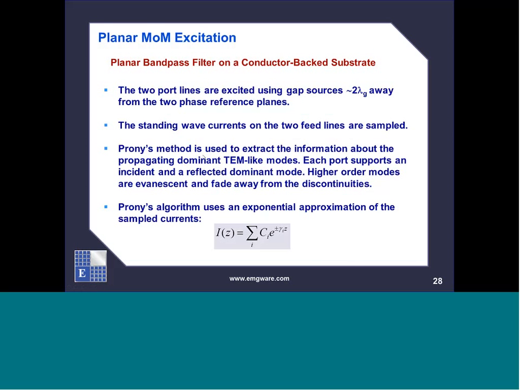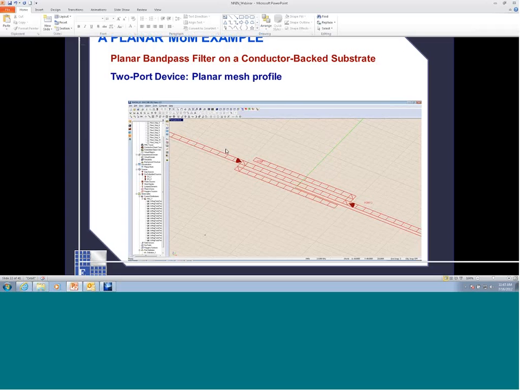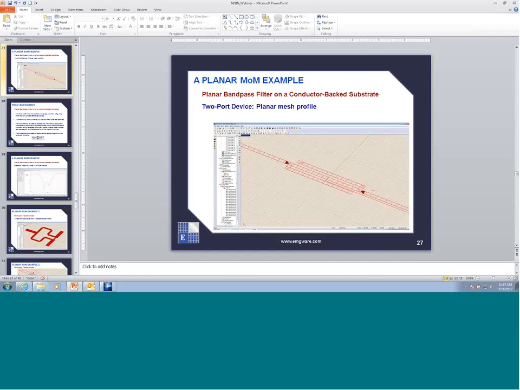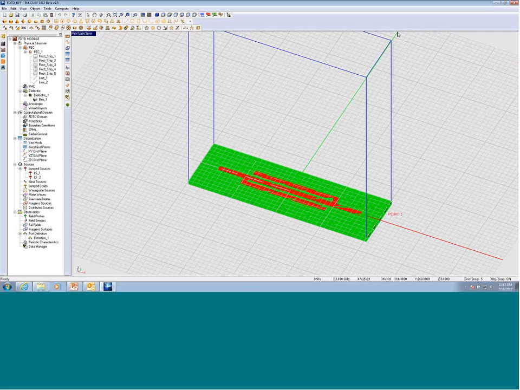Here we have a couple of issues or considerations. In order to model the two-port structure, what we do is we extend the lines by 2 lambda, so that we get a nice standing wave kind of pattern. Maybe it's better to show it in a live demo to see what I mean.